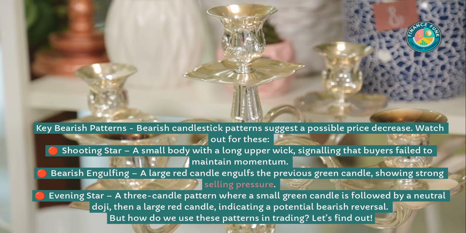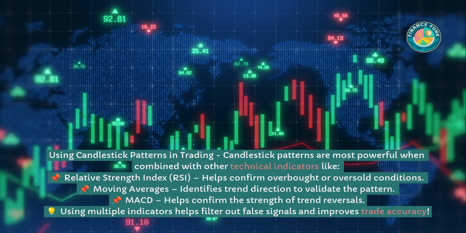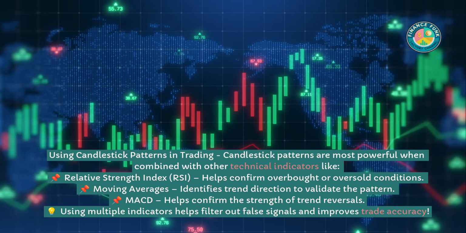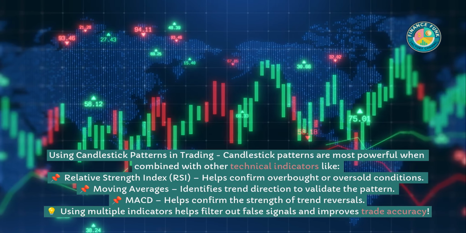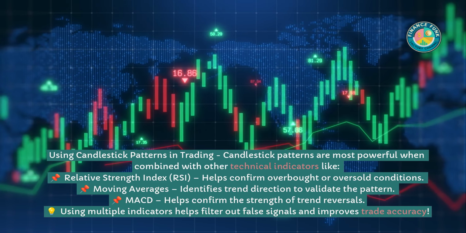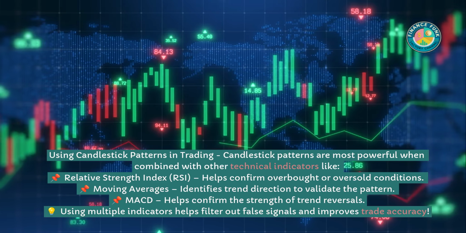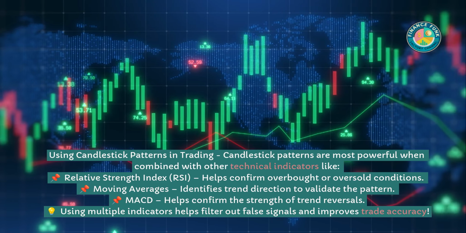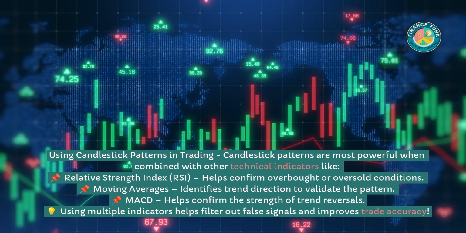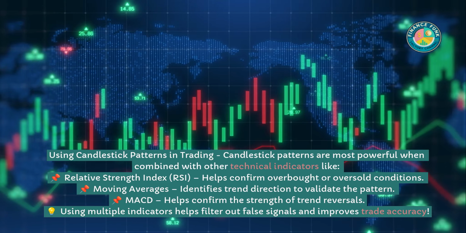But how do we use these patterns in trading? Let's find out. Using candlestick patterns in trading. Candlestick patterns are most powerful when combined with other technical indicators like Relative Strength Index, RSI, helps confirm overbought or oversold conditions. Moving averages, identifies trend direction to validate the pattern. MACD, helps confirm the strength of trend reversals. Using multiple indicators helps filter out false signals and improves trade accuracy.